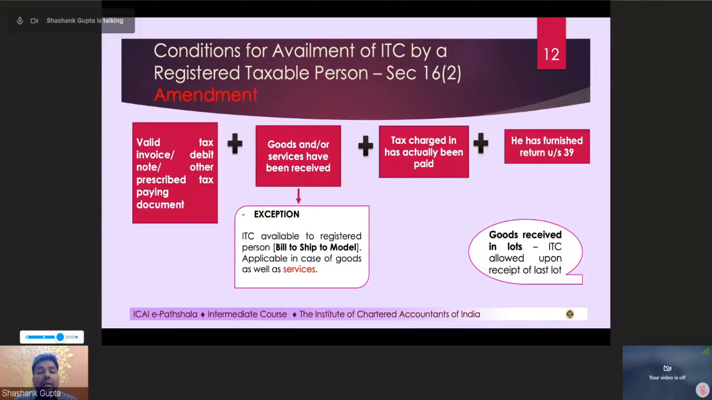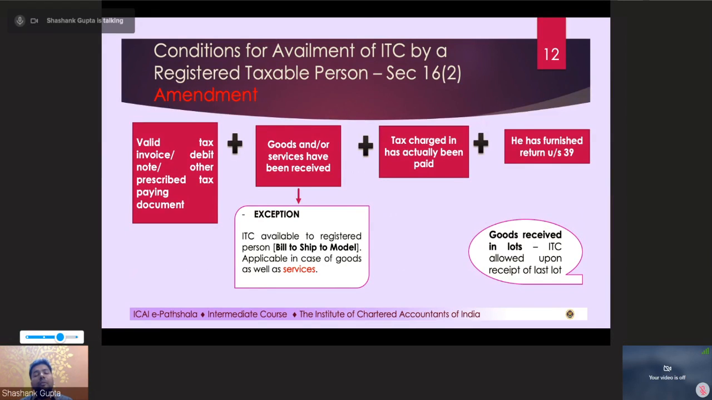So bill to ship to is basically where I am selling goods to a person based in Rajasthan and he will further sell the goods to a person based in Haryana. So he says, I will raise the invoice in the name of the Rajasthan person, that is billed to the Rajasthan person, and ship the goods directly to the Haryana person from Delhi. So that is bill to ship to, so that is an exception.